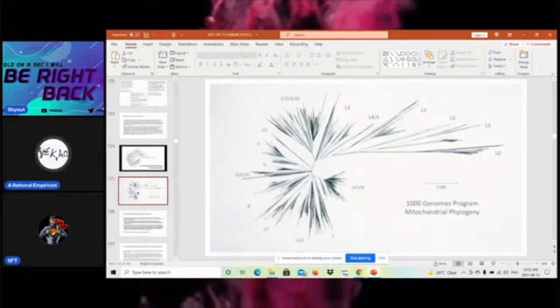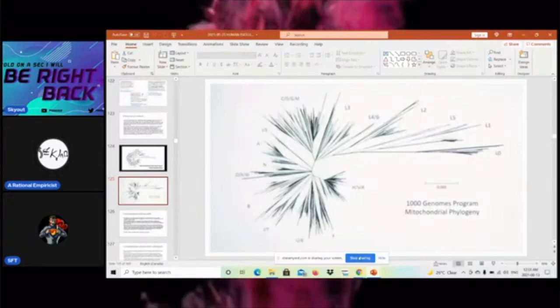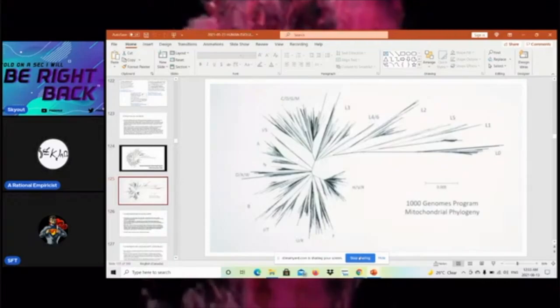And that's not to say that we can't figure out those through phylogenetics. It just means that maybe we need a different concept of phylogenetics going back that far.